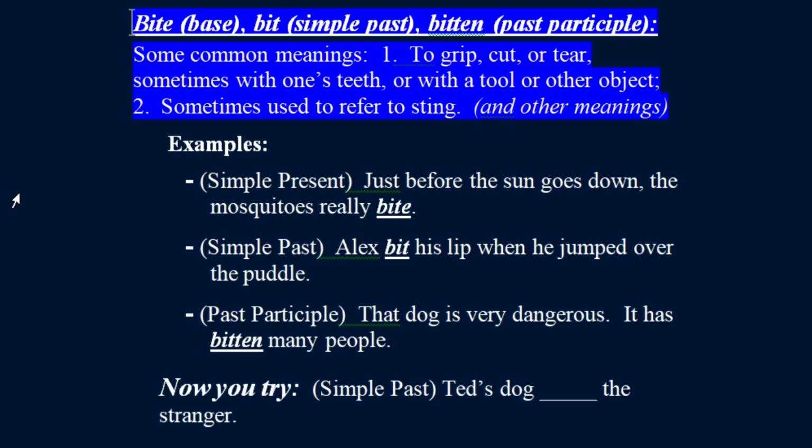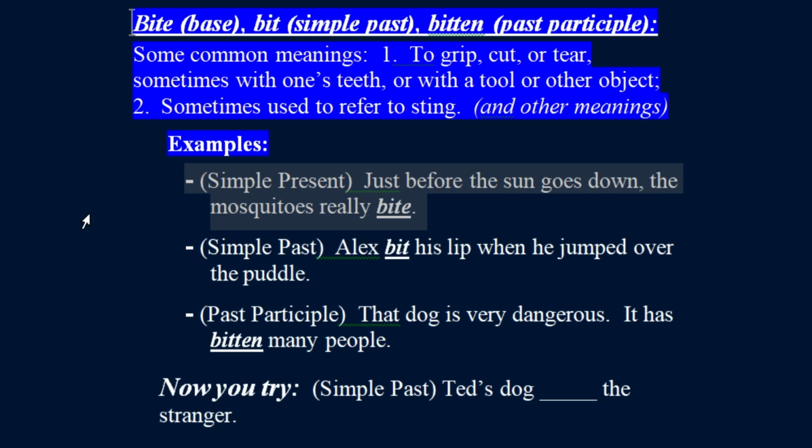Bite is the base verb. Bit, simple past. Bitten, past participle. Some common meanings. Number 1. To grip, cut, or tear, sometimes with one's teeth or with a tool or other object. 2. Sometimes used to refer to sting and other meanings.